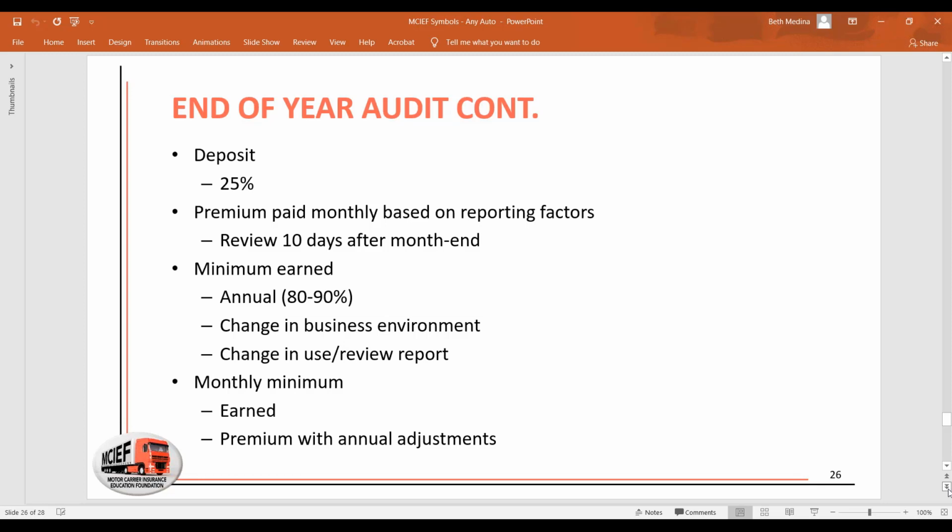And lastly, you want to look at the monthly. A lot of policies have a monthly premium minimum, but you do not, in my opinion, want to have a monthly earned minimum. You want to have a monthly premium payment to get some kind of level of income for the insurance carrier, but you want to then be able to adjust this on an annual basis.